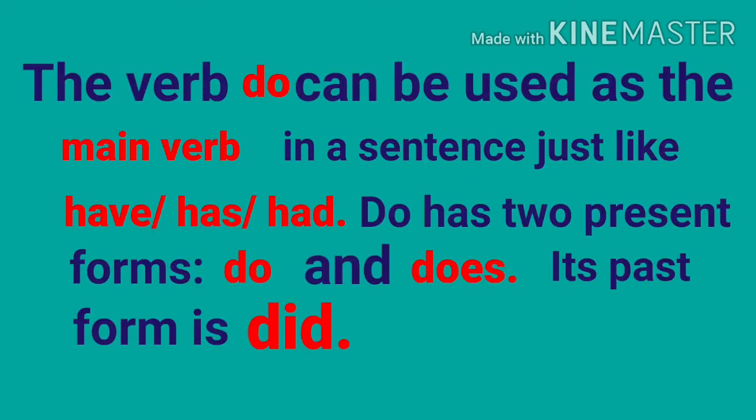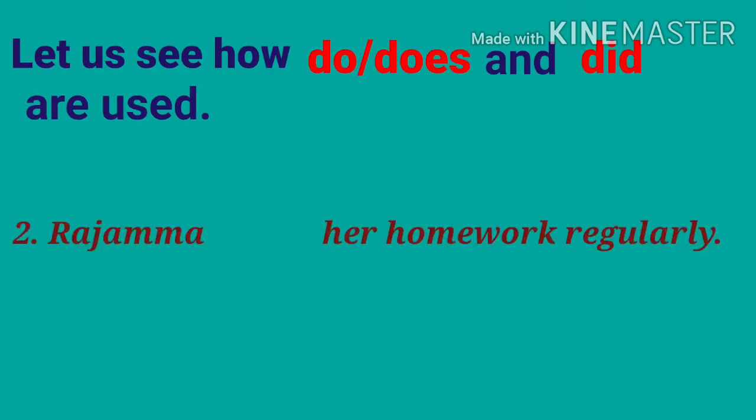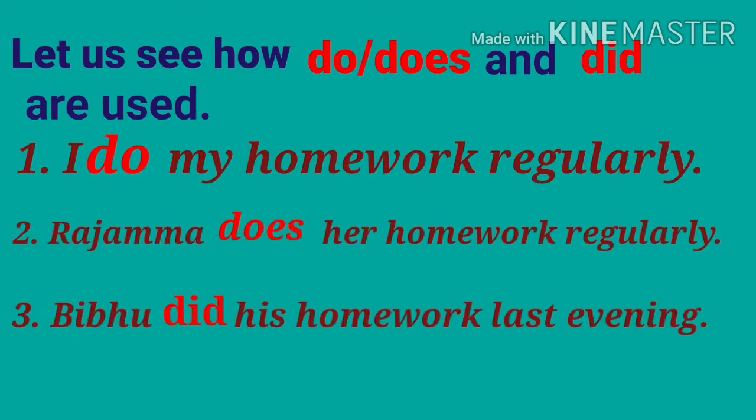Now, children, let's start with today's topic, do and did. The verb do can be used as the main verb in a sentence, just like have, has, had. Do has two present forms, do and does. Its past form is did. Let us see how do, does, and did are used.